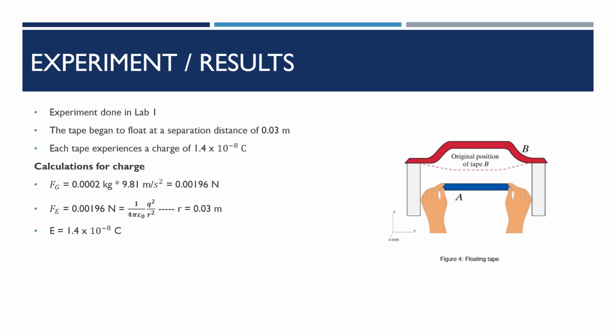So this is the same experiment we did in lab 1, so we're going to take the exact same results. I didn't do it again, we just take the same thing and use it for lab 2. So the tape began to float at a separation distance of 0.03 meters. Each tape experiences a charge of 1.4 times 10 to the negative 8 coulombs.